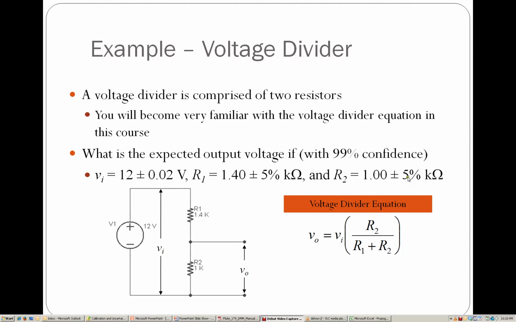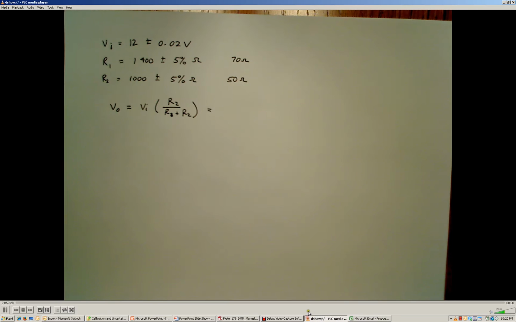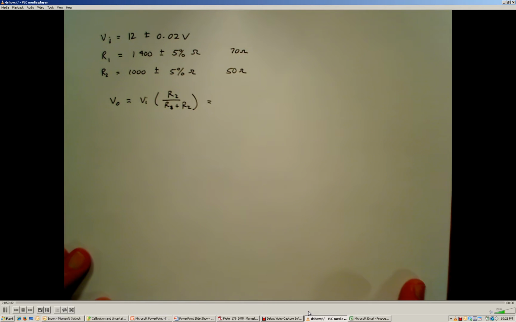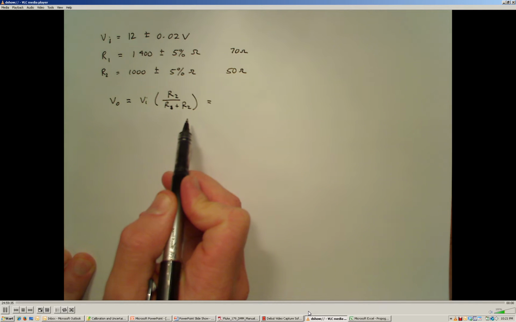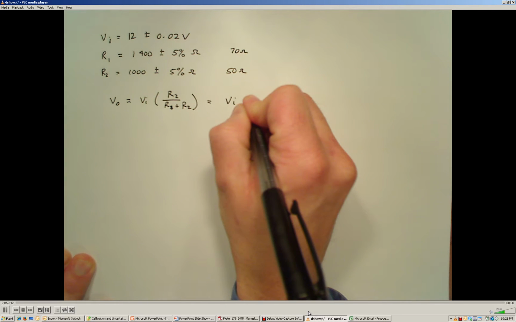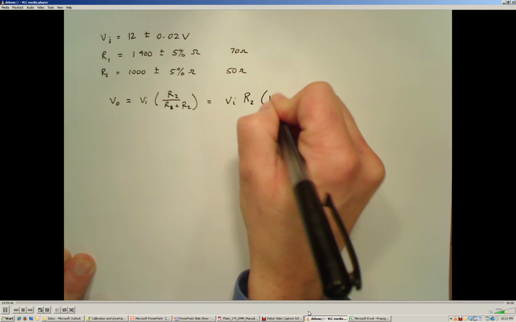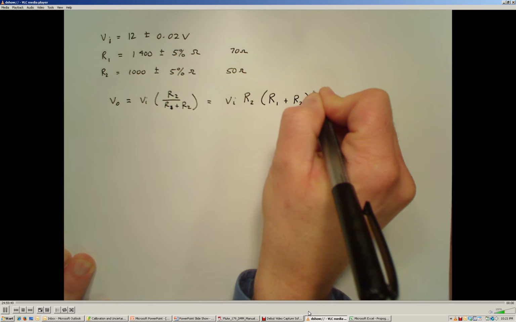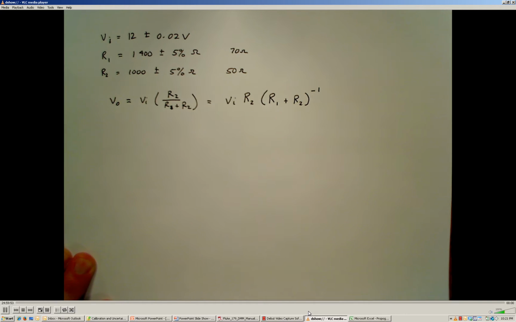Once I have that information in hand, I'm going to write down my voltage divider equation. V out is equal to Vi times R2 over R1 plus R2. Now, I'm going to rearrange my voltage divider equation just a little bit to make it easier to take the partial derivatives. I'll rewrite this as Vi times R2 times the quantity R1 plus R2 raised to the negative 1.